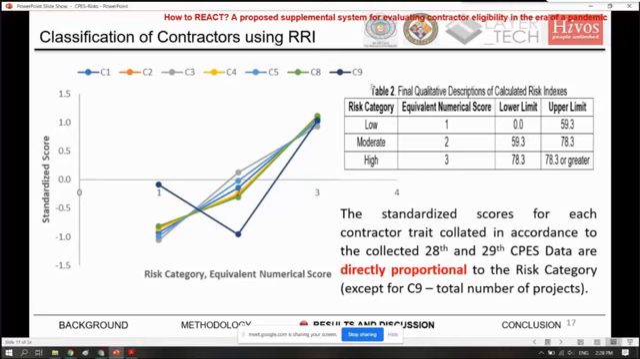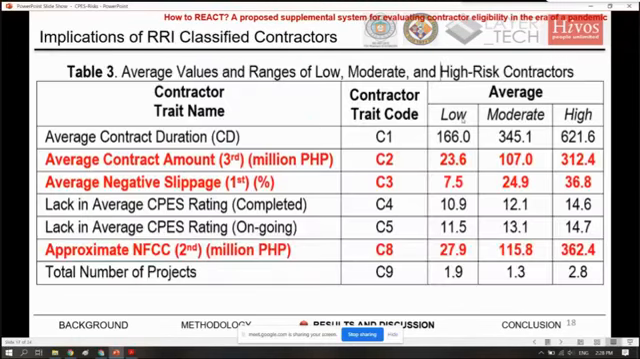I would like to highlight table number 2, the risk category equivalent. Under the equivalent numerical score, the lower limit for low is from 0 to 59.3, the moderate from 59.3 to 78.3, and the high is from 78.3 or greater.